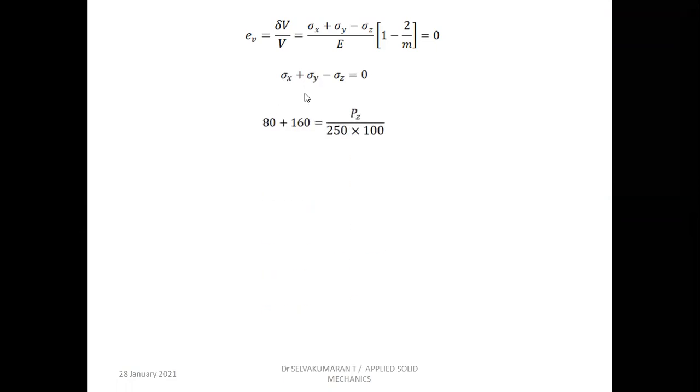So we have already calculated, and sigma z is nothing but Pz by normal area. Pz is the load acting in z direction. That load only we have to calculate now. So Pz divided by normal surface area, which is 250 into 100. So Pz is nothing but 6 meganewton. 6 meganewton is the load that must be applied, so that there won't be any change in volume of the bar.